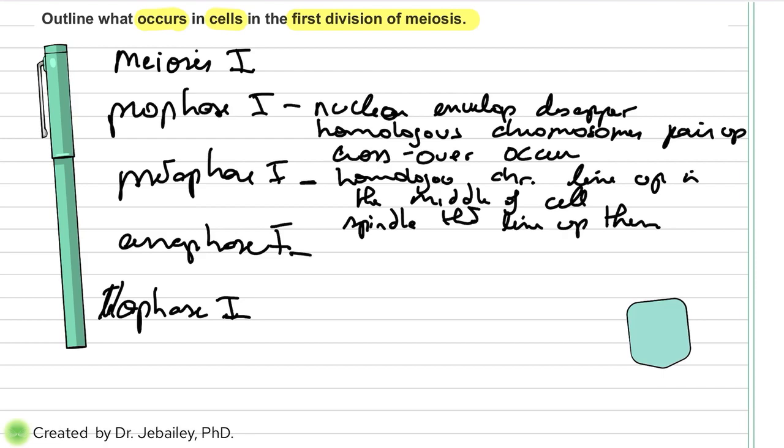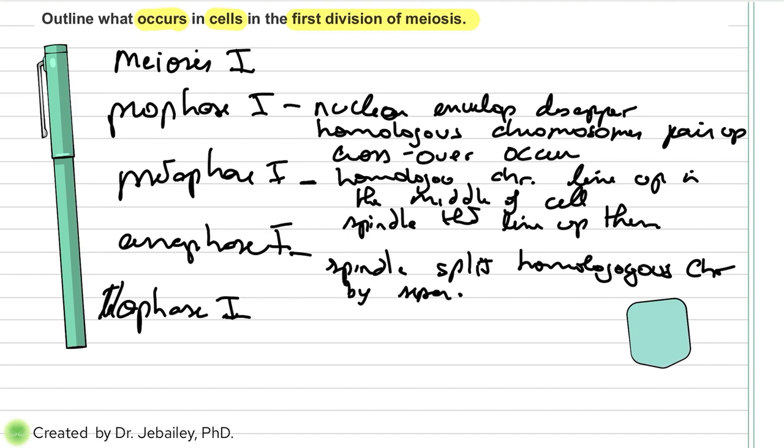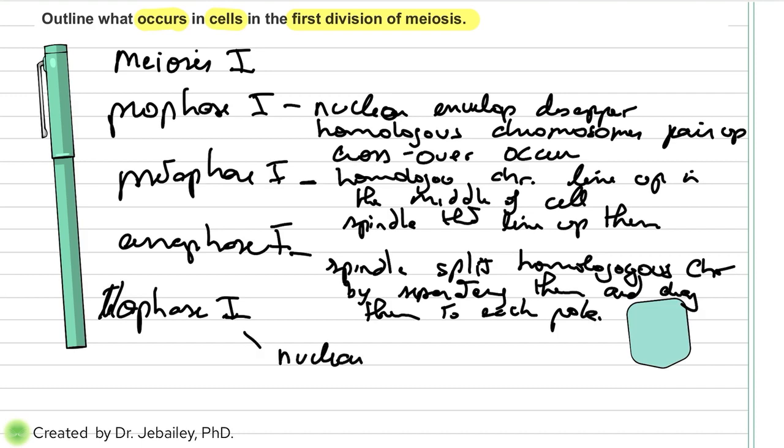The centriole. Then in anaphase, you can say that the spindle splits the homologous chromosomes by separating them and drags them to each pole. And you can say it separates them equally. And in telophase, you can say that the nuclear envelope appears and the chromosomes uncondense, and with this you should get all the full points.